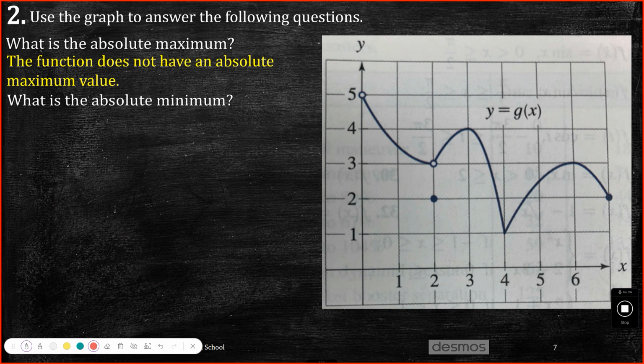Okay, so let's just look at what we have there. What is the absolute minimum? Does it have an absolute minimum? What do you guys think it is? Is it 1? The absolute minimum value of f is 1, and it occurs at x equal to 4.